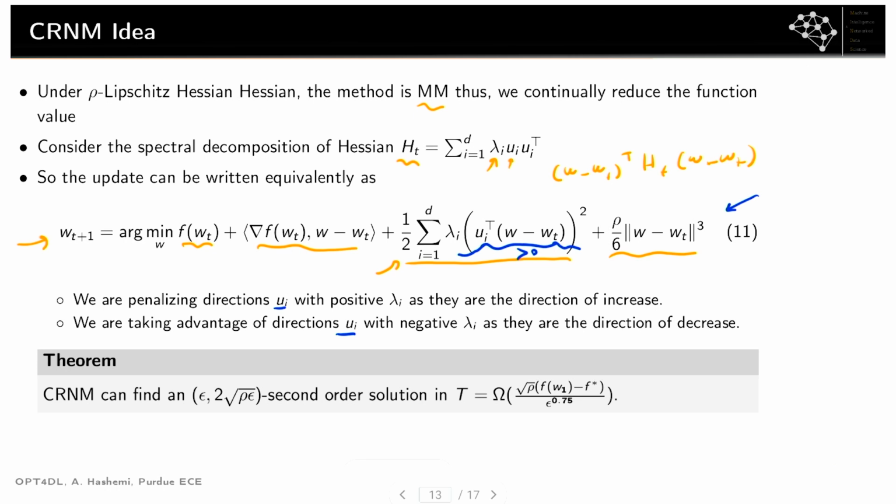So therefore, the main idea is that by using updates like this, by using the information provided by the Hessian, we can take advantage of the negative directions to make sure we are increasing the function value, and we can penalize the positive directions to make sure that we converge to a good solution.